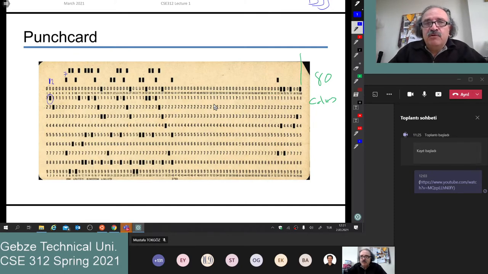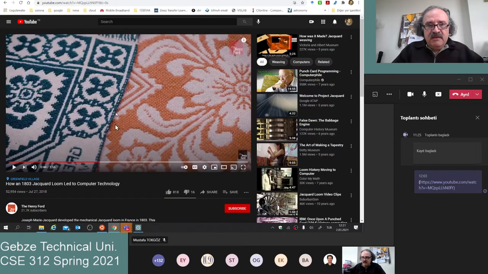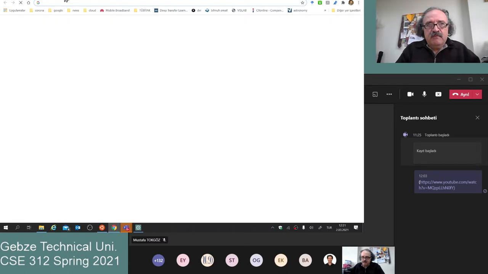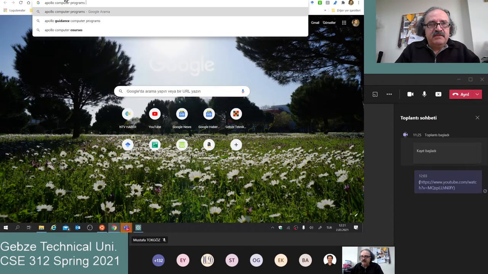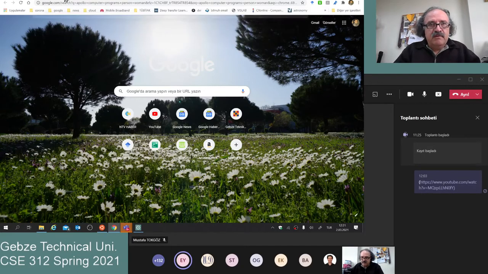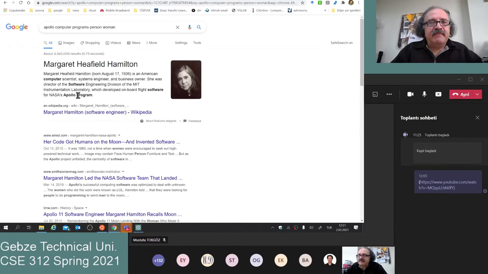And in fact, the person who developed it, I think she took the Turing Prize. I forgot her name. Her picture is in our lab, but I forgot her name. An MIT person, Apollo computer programs. Margaret Hamilton, yes, Hamilton. She is the one responsible for developing that program.